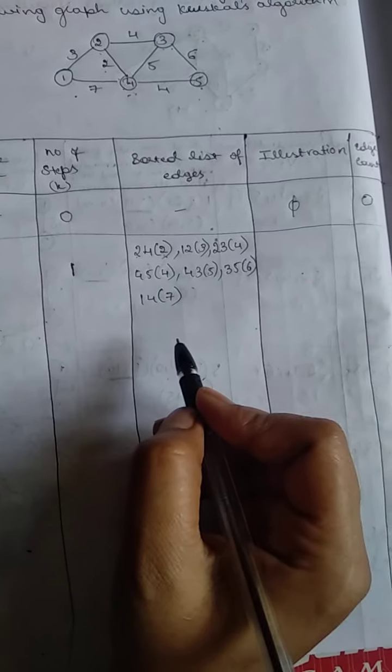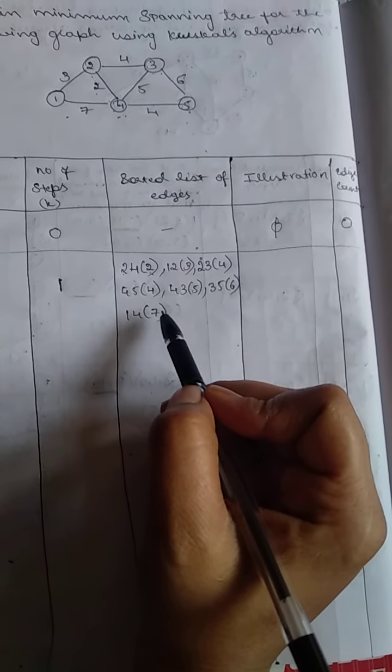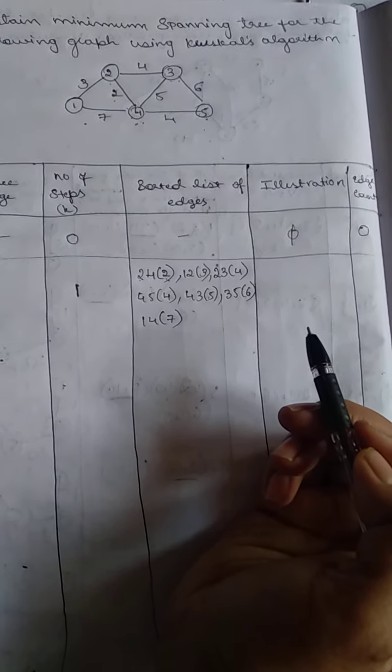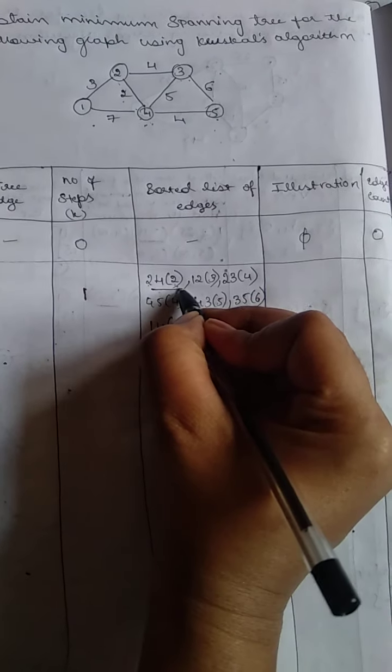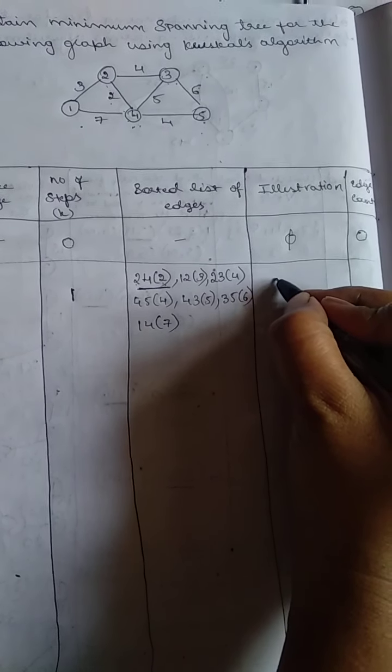Now I have written all the edges with their corresponding weights. As I told you, you have to write them in increasing order. So obviously the first one will be the minimum cost, so I'll take this one. Then the illustration: you take edge 2 to 4.